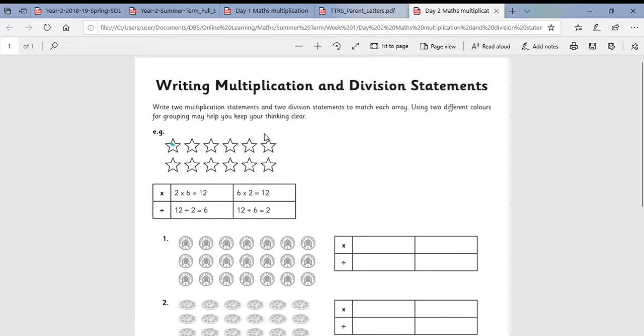Hello everybody, so I'm going to talk you through the maths worksheet for today. So we were doing multiplication and division before the break, so we're going to carry on this week.